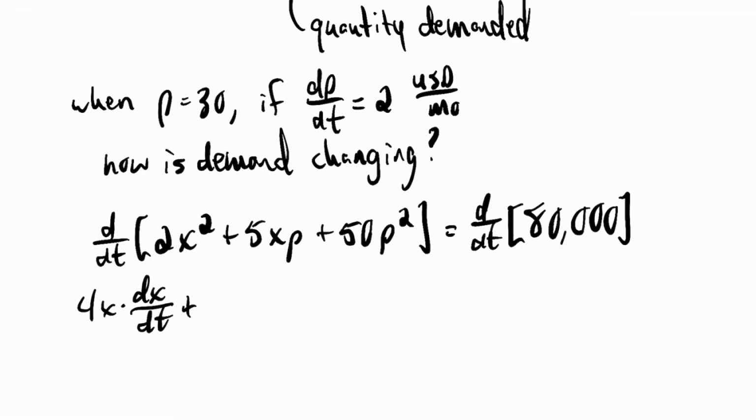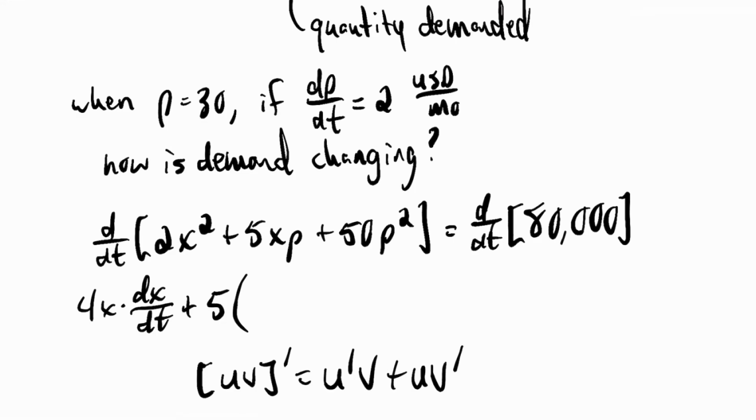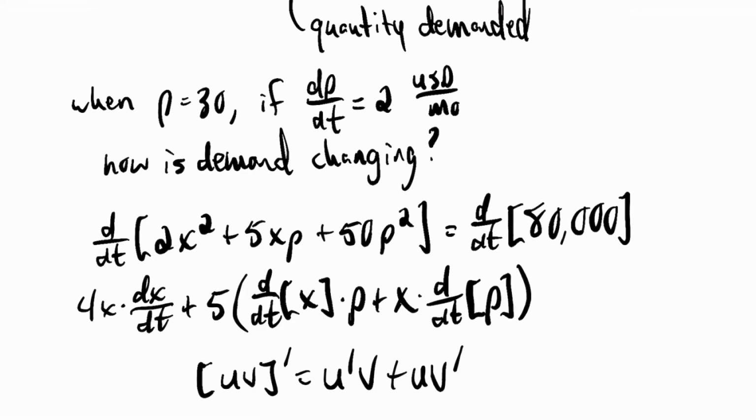And the next term I'll put in parentheses. I don't need them, but let's put the 5 outside parentheses. 5 times the derivative of x times p. And again, I have to use the product rule. So remember that the derivative of uv is u prime v plus uv prime. So in other words, the derivative of the first factor times the second factor plus the first factor times the derivative of the second factor. So I'm going to write this out like this. d dt of x times p plus x times d dt of p. So that's the second term.